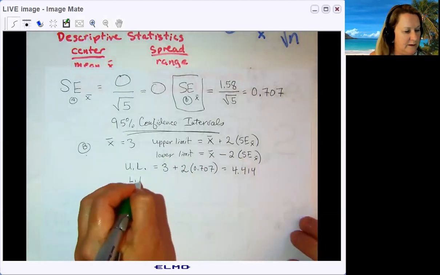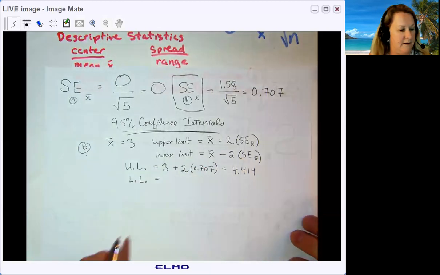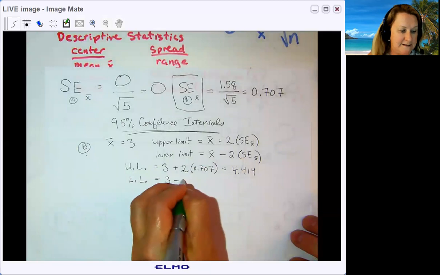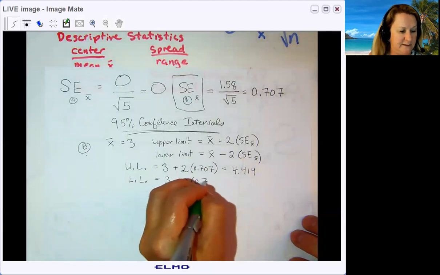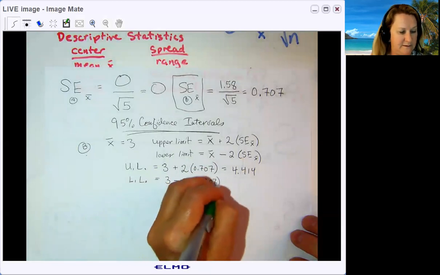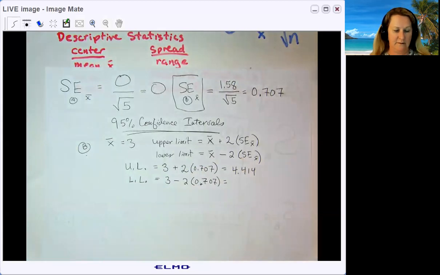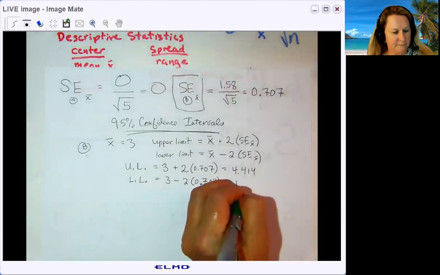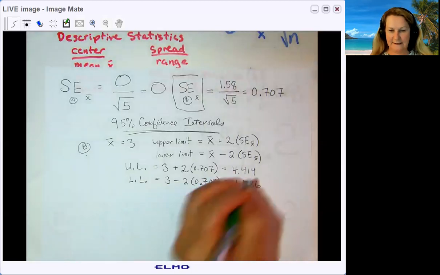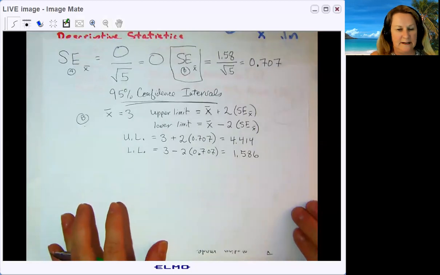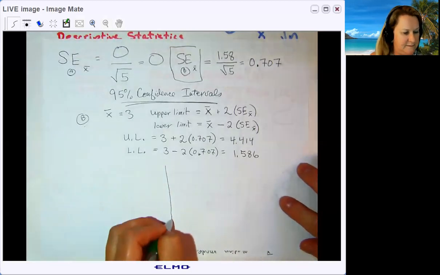Now to find the lower limit, which I'm just going to abbreviate LL, it's going to be 3 minus 2 times 0.707, because that was our standard error of the mean. So 2 times 0.707 equals, and we're going to subtract that from 3, and I get 1.586.